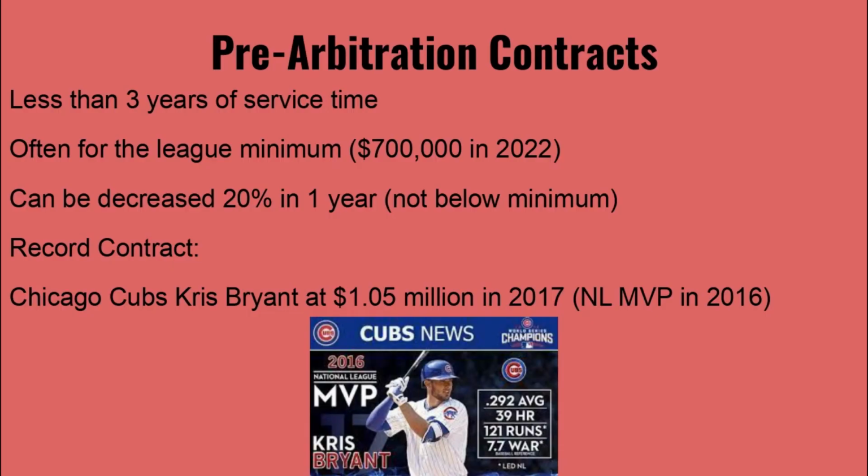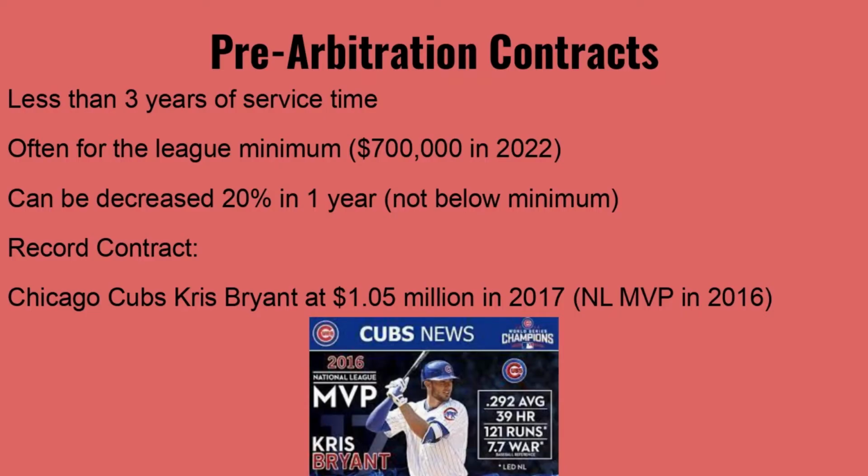First one we're looking at are pre-arbitration contracts. These are eligible to players that have less than 3 years of service time. They are often for the league minimum, which in 2022 is $700,000. This is going to go up over the next few years, but not in huge jumps. There are times where teams will pay a player more than their pre-arbitration minimum because of past performances along the way to try and entice a player and make them feel valuable to the team and try not to upset them. A pre-arbitration contract can be decreased 20% from 1 year to the next, but again, it can't go below the league minimum. And this is so uncommon, it doesn't happen a lot.